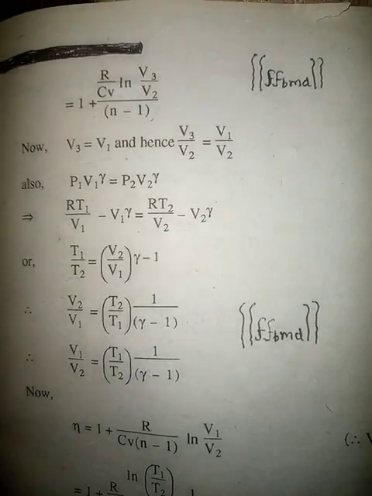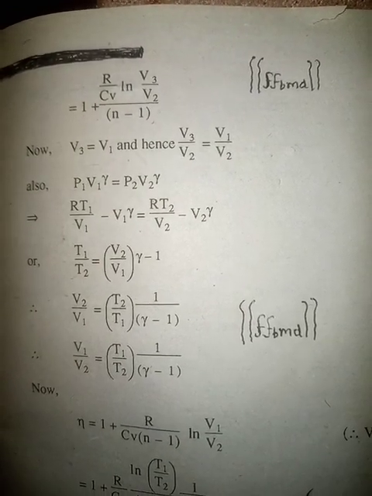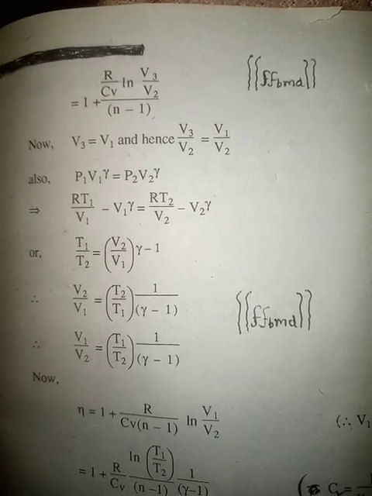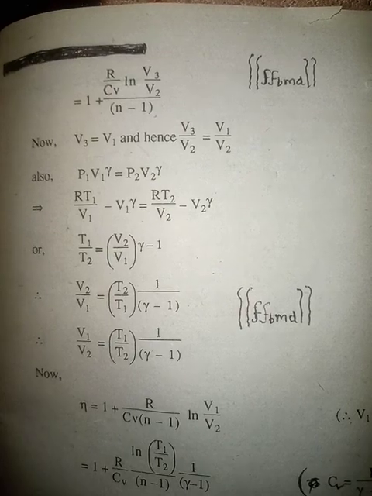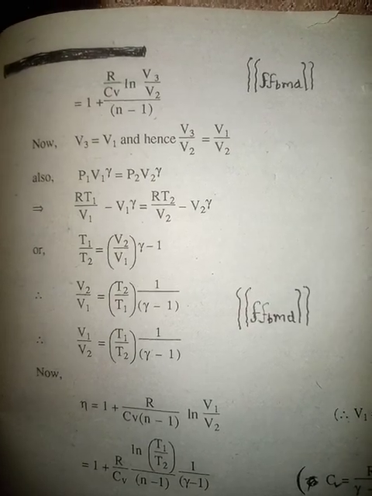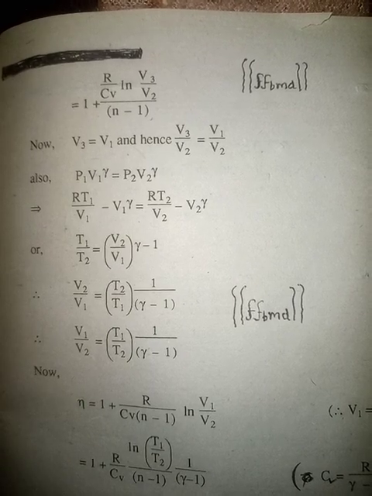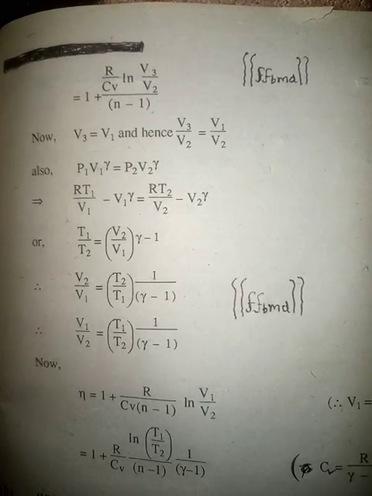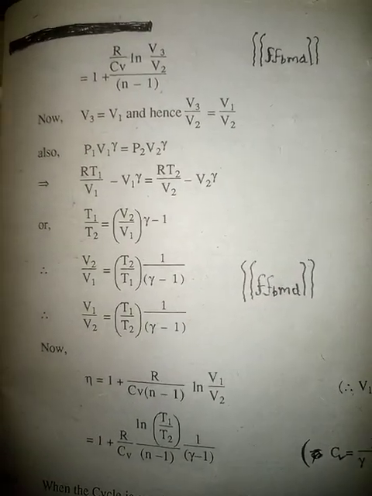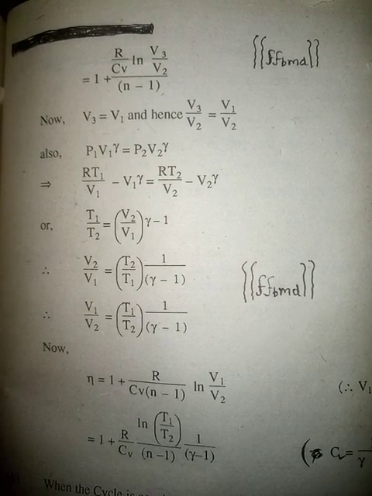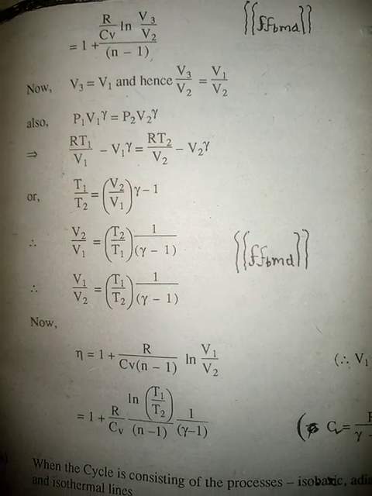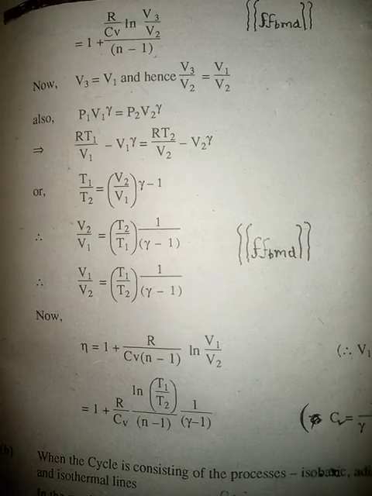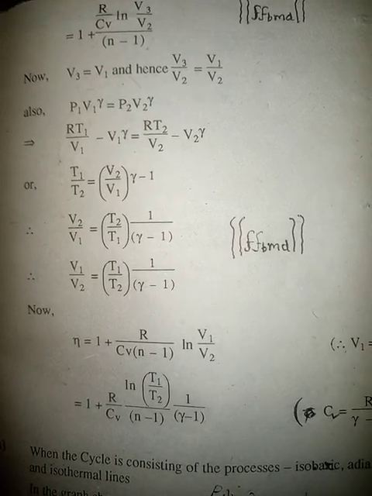Now V3 equals V1, and hence V3 by V2 equals V1 by V2. Also P1 V1 to the power gamma equals P2 V2 to the power gamma. This implies R T1 by V1 into V1 to the power gamma equals R T2 by V2 into V2 to the power gamma, or T1 by T2 equals (V2 by V1) to the power gamma minus 1. Hence V2 by V1 equals (T2 by T1) to the power 1 by (gamma minus 1). Hence V1 by V2 equals (T1 by T2) to the power 1 by (gamma minus 1).